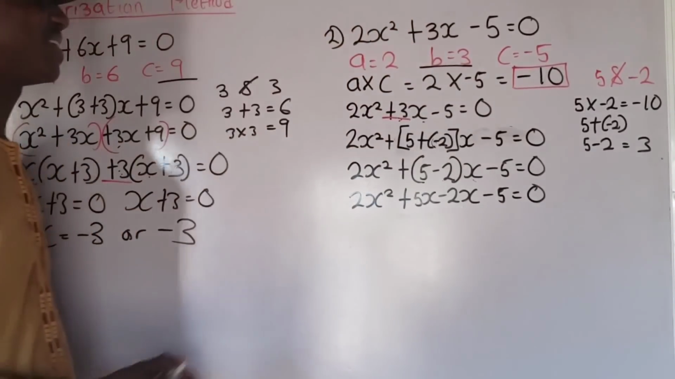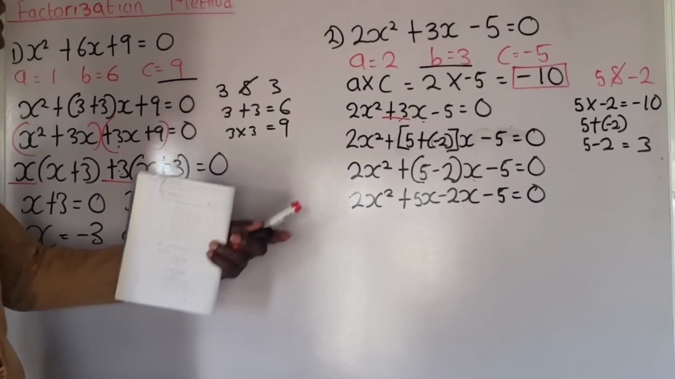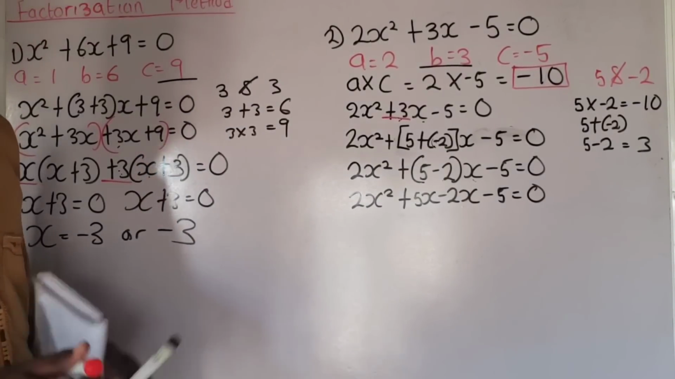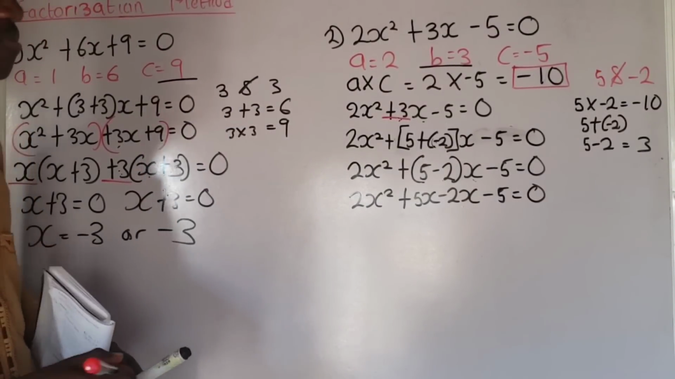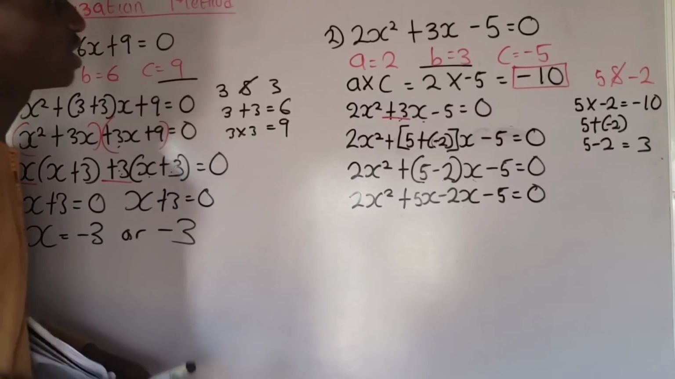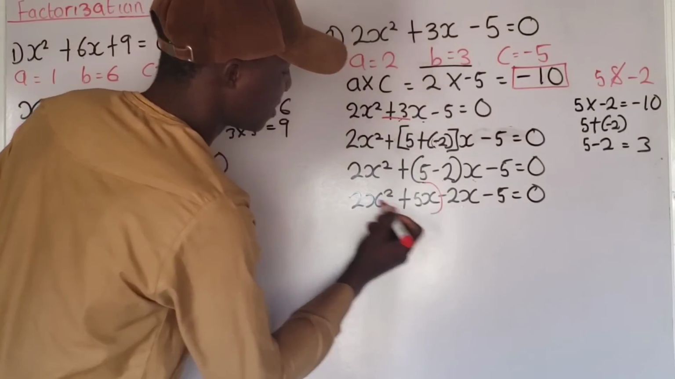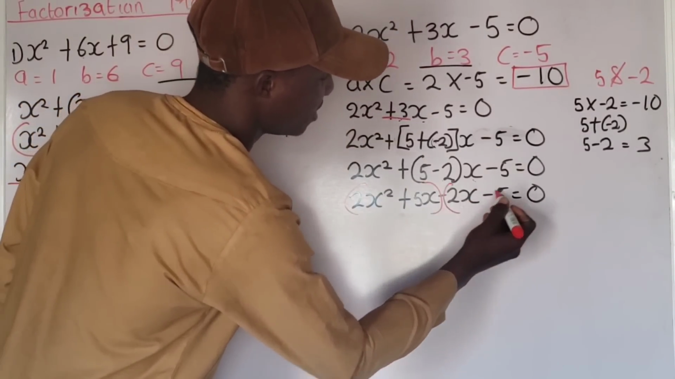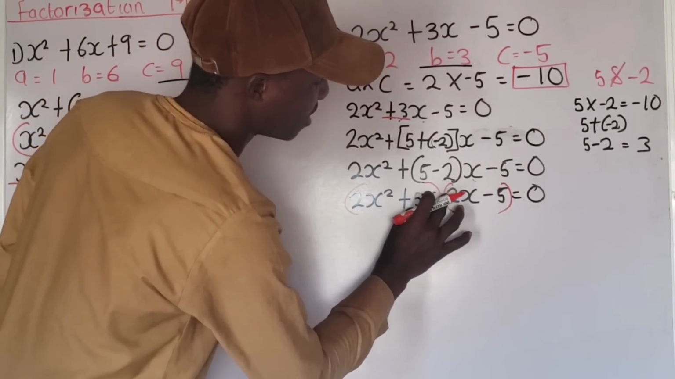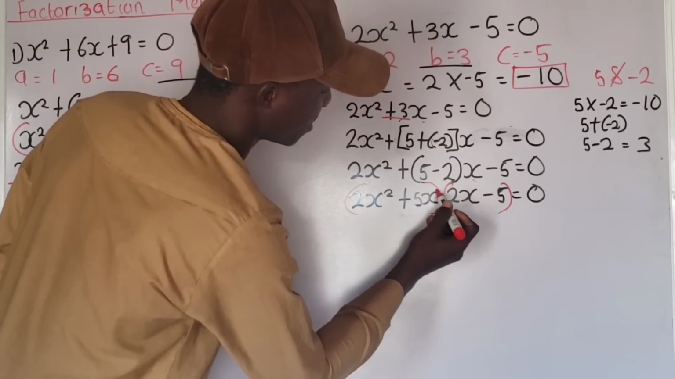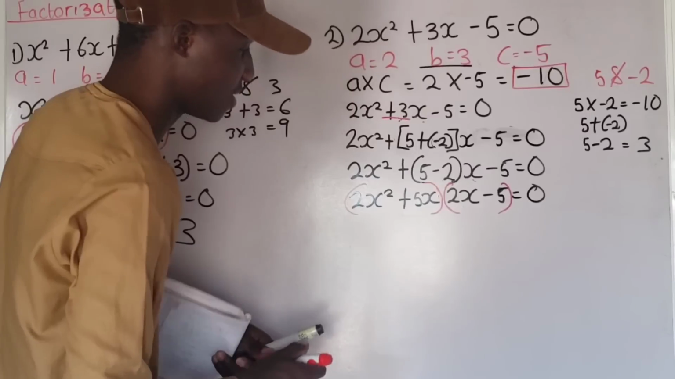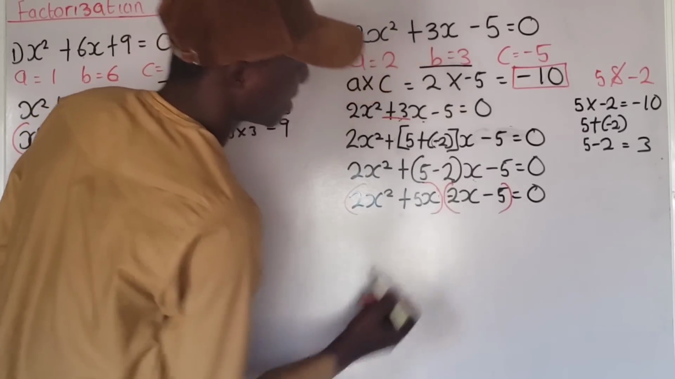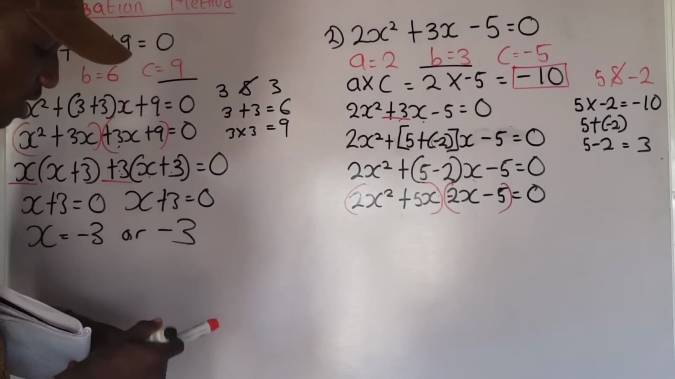Okay? Very interesting. Now, how do we solve this question now? We have to separate this equation into two before we factorize. You understand? So let's proceed. Here I'm going to have this and this. You understand? Please take note of the negative sign. Take note of the negative sign. There is a negative sign at the front of 2.